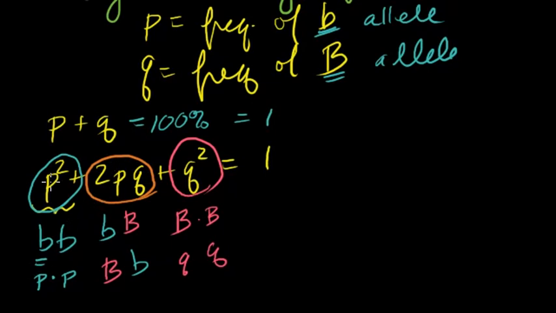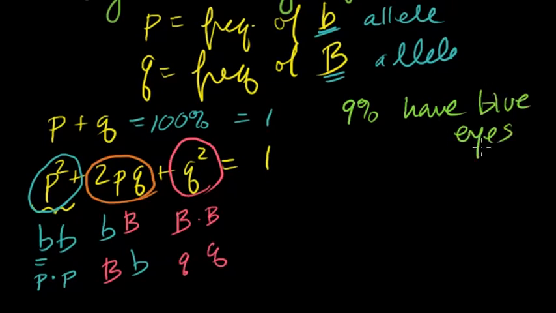I've been kind of abstract so far, so let's see if we can apply this to a real world problem. Obviously I'm making some simplifying assumptions. Let's say we go into a population of 1 million people, reasonably large, and we observe that 9% have blue eyes. This is their phenotype. This is the frequency of the genotype lowercase b, lowercase b.